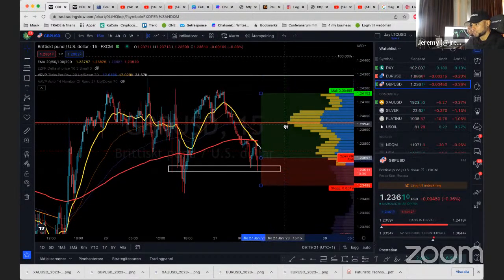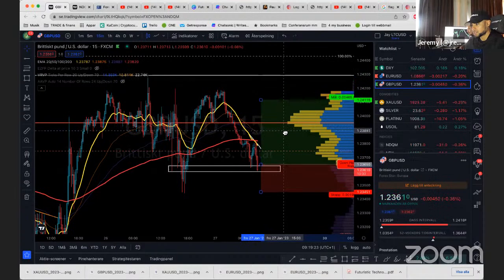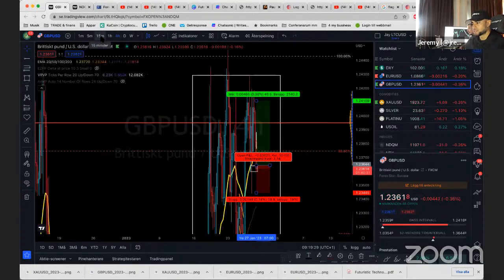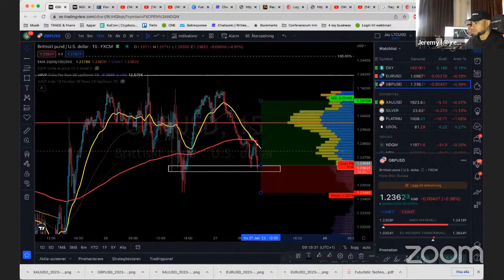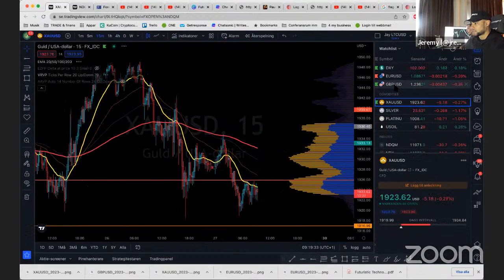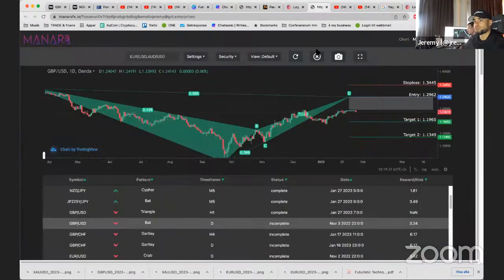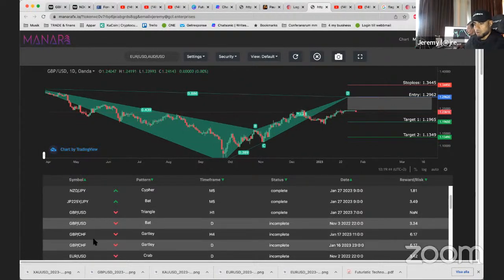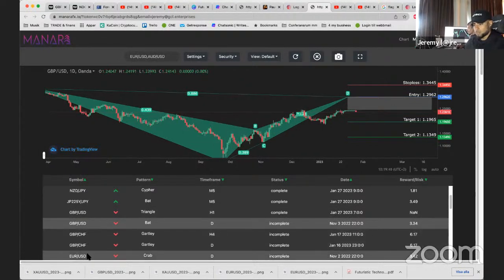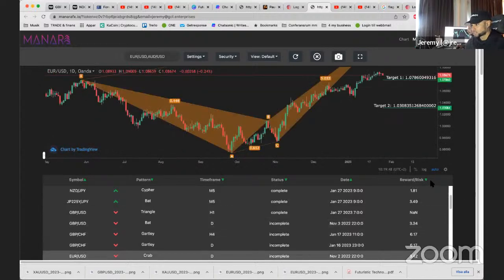This buy opportunity right now, I don't see it. So we leave it like that. Who knows? We might get a sell here. Right now, the bias is up. Let's look at something else. Let's look at if Manara got some more trades for us, because I know some of you guys prefer Forex before gold and Bitcoin or crypto. So let's look at some more Forex.